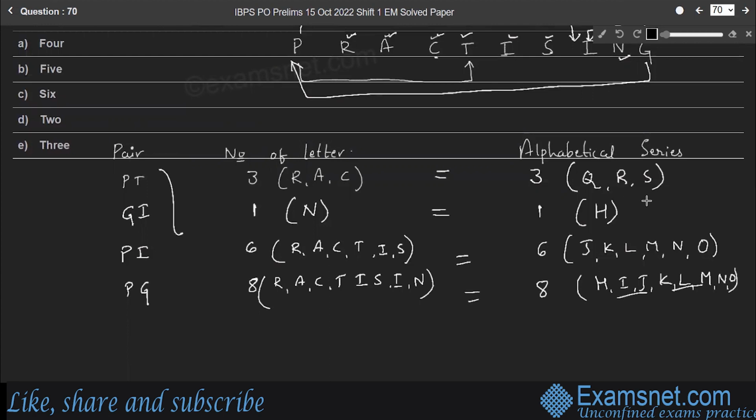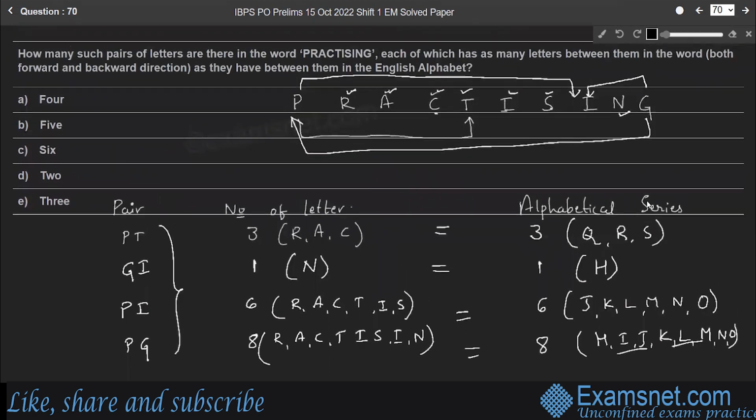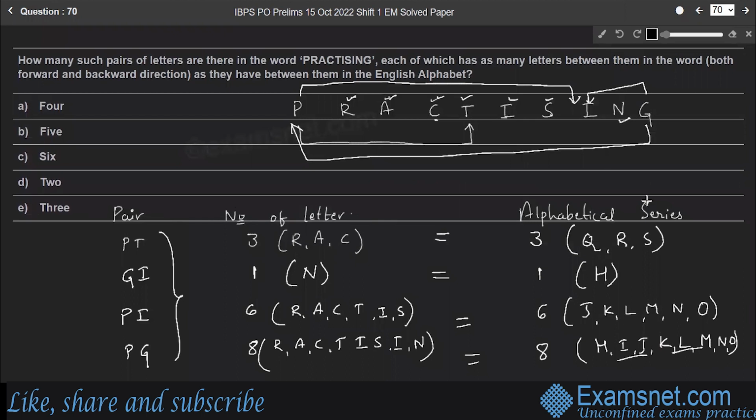Therefore, there are 4 such pairs in the given word, such that the number of letters between them in the given word is equal to the number of letters between them in the original alphabetical series. Therefore, option A, 4 pairs, is the right answer.